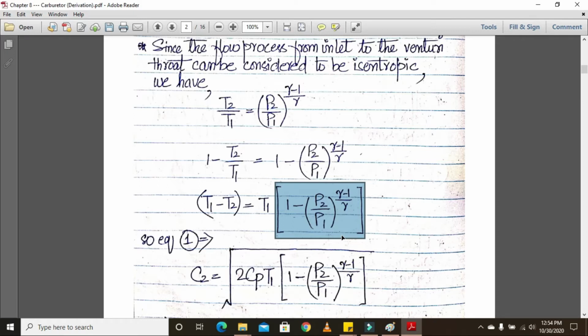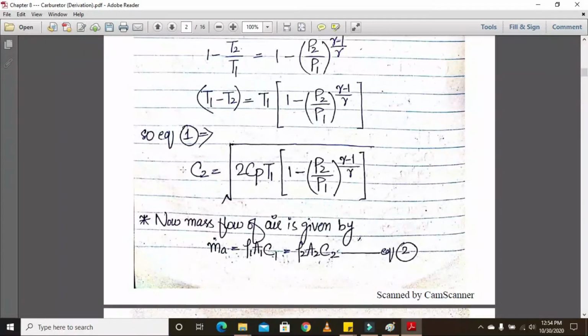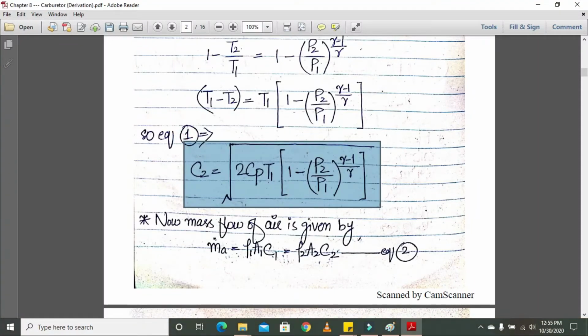Now we have determined a relation for T1 minus T2, which we required for the speed at the Venturi throat. We will replace it, and as a result we get this relation in terms of the pressure for the velocity at the Venturi throat.